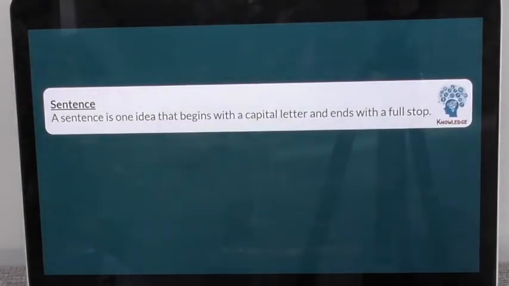We're going to be writing some sentences this lesson, and a sentence is one idea that begins with a capital letter and ends with a full stop. It's very important that every sentence that your child writes has got that capital letter at the beginning and ends with a full stop. The sentences can't be too long because then they're going over more than one idea. A sentence is one idea that begins with a capital letter and ends with a full stop.